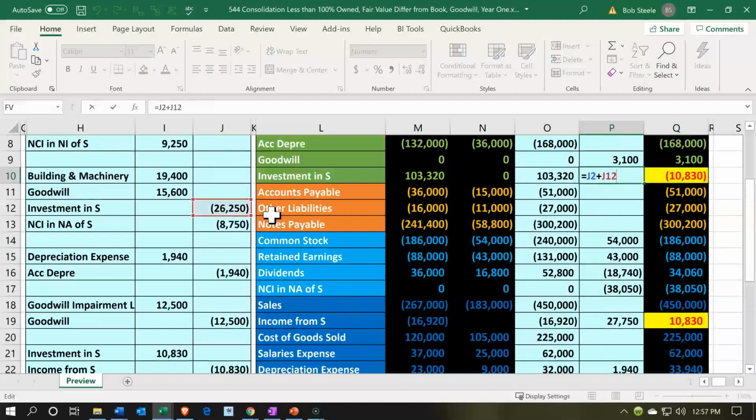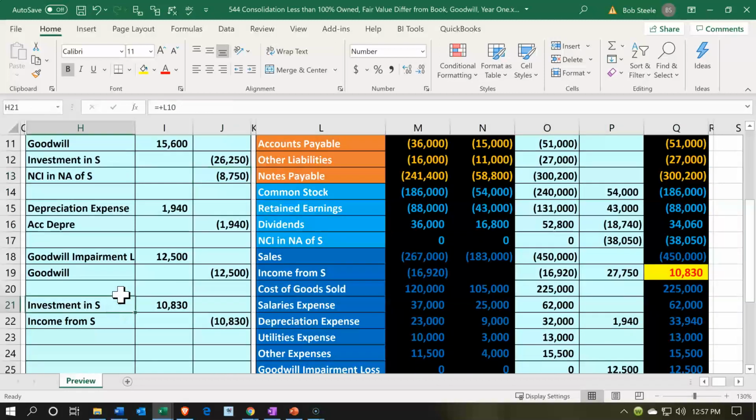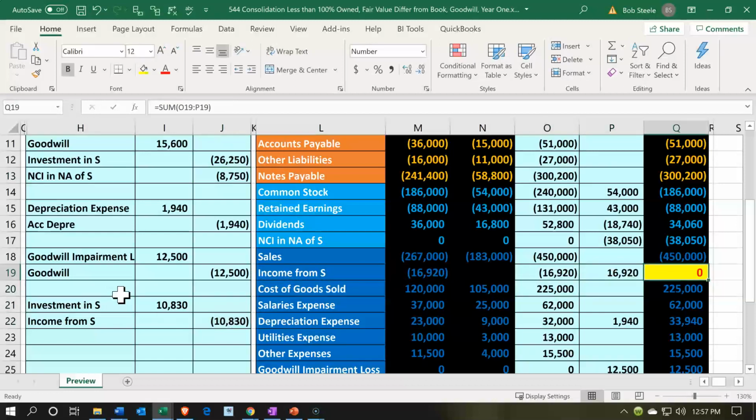So I'm going to say F2 plus F2. This is going to bring us down to 0. This is exciting. So this is investment in S, and that'll bring that down to 0. Woohoo! And then the other side is going to be on the income from S. So we're going to bring that over here. We are in P18, F2 plus F2. We're going to go to that credit then, and that brings that down to 0. So that looks good. We have achieved the goal there.